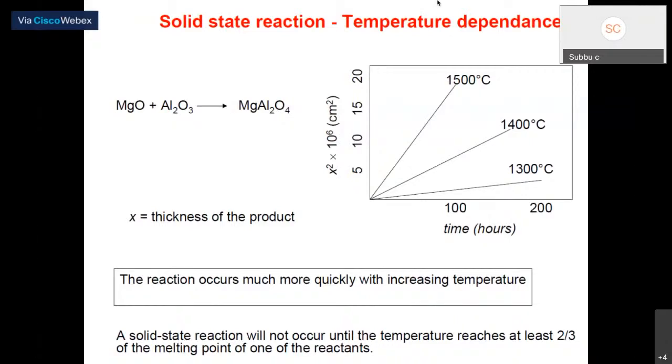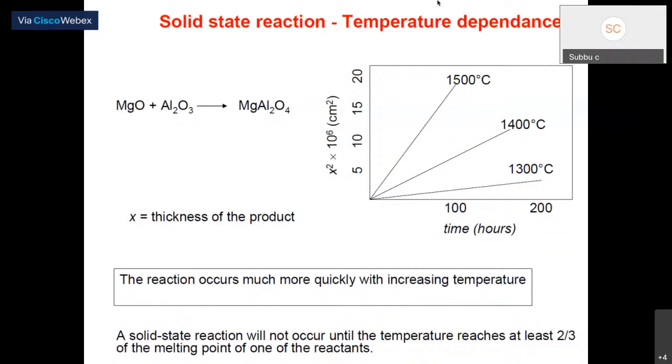Because if solid A has 1500 and solid B has, say, 1000 degrees, the minimum temperature you need is 666 degrees centigrade. That means if you keep it at 670 or 700, there is a guarantee that the reaction will go. Then you may ask, what do you mean by guarantee? When will it complete? Is it tomorrow, day after, or day after tomorrow? I cannot guarantee anything.